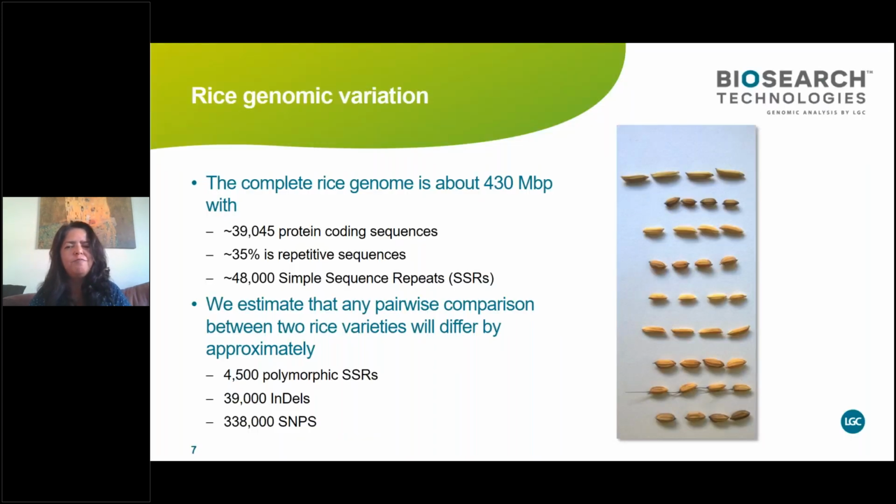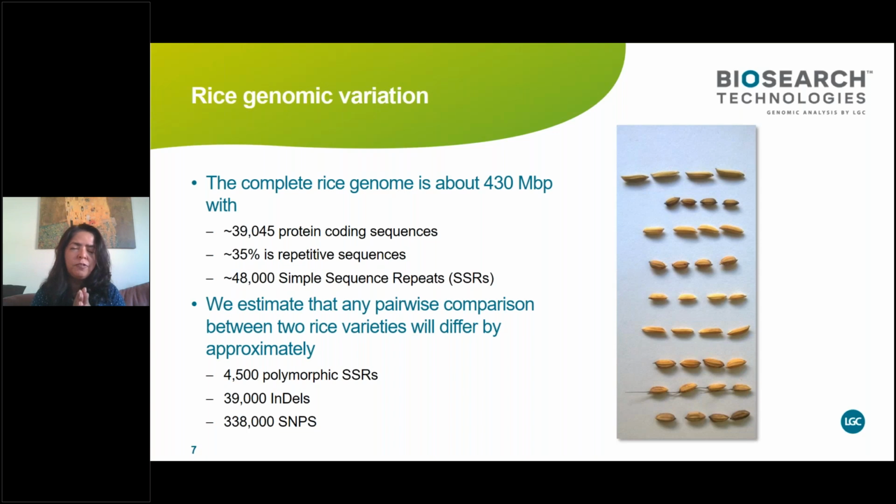So if we look at the rice genome as a whole, it's actually quite a tiny genome, and it's only about 430 megabase pairs long. It is a highly polymorphic genome. There are over 40,000 protein coding sequences. There's about 35% with repetitive sequences. And of these, there are 48,000 SSRs.